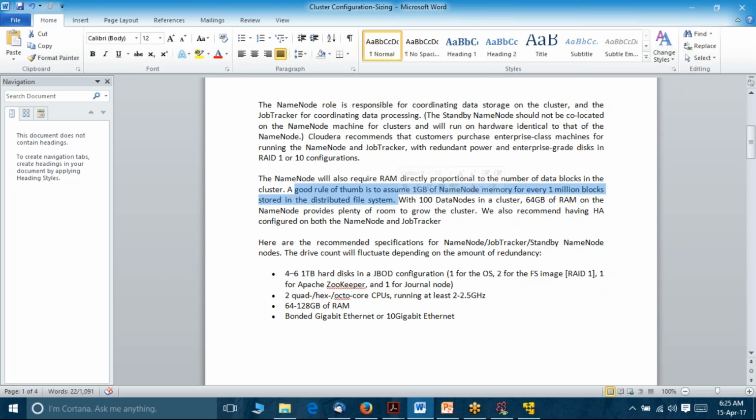Hope you understand the point that has been mentioned very clearly here. A good rule of thumb is to assume 1 GB of name node memory for every 1 million blocks stored in the distributed file system. In what way is this going to influence, friends?